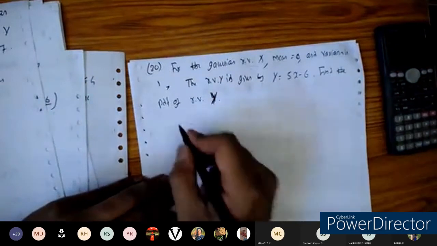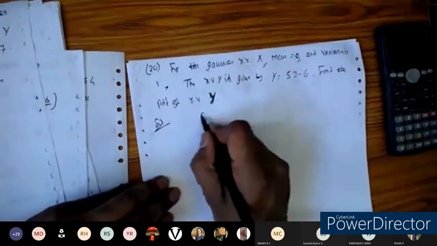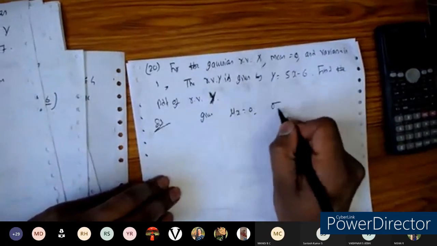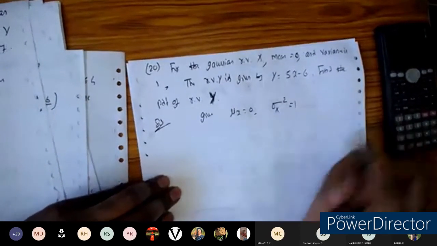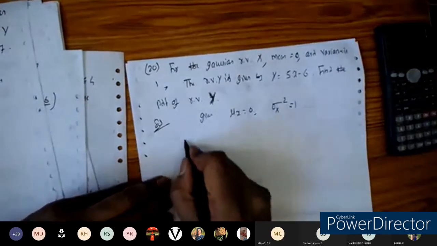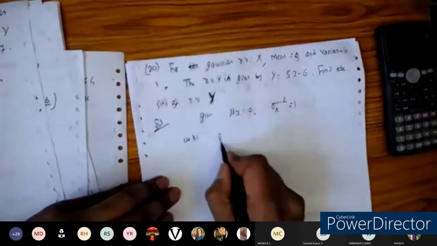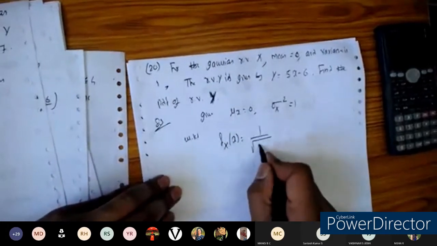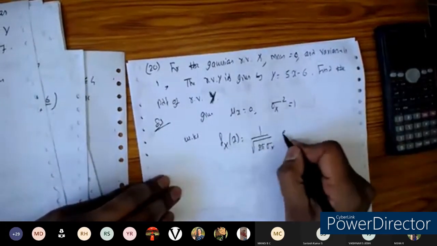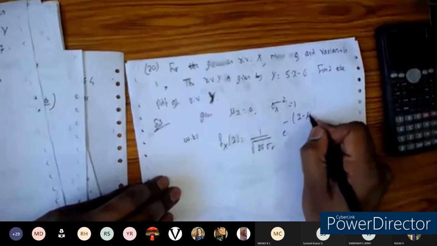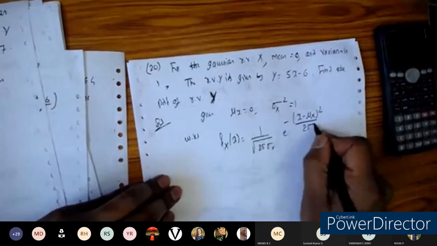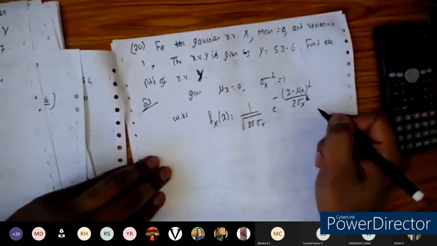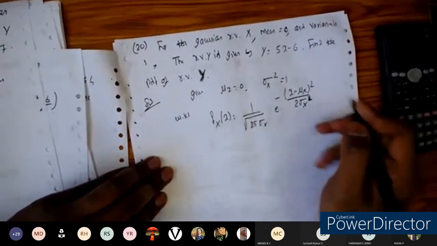Okay, so solution. Given is mu x equal to 0 and the variance sigma x square is equal to 1. We know the PDF of the Gaussian random variable: it is 1 divided by square root of 2 pi into sigma x, into e to the power of minus (x minus mu x) the whole square divided by 2 into sigma x square.